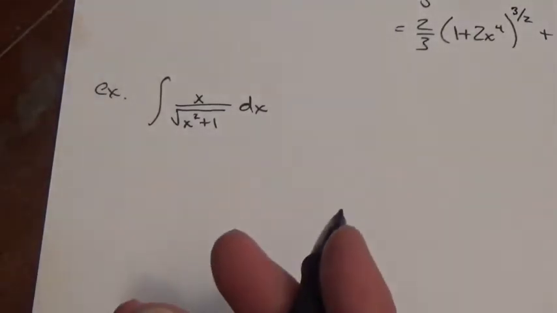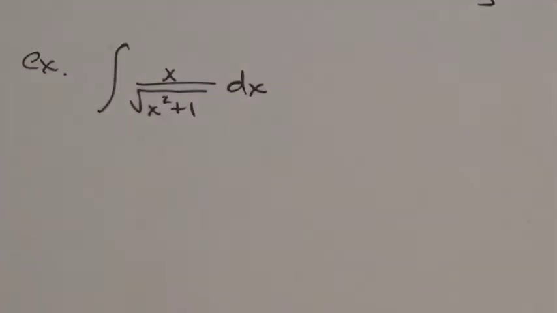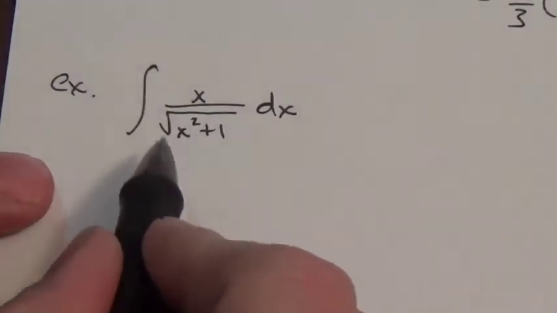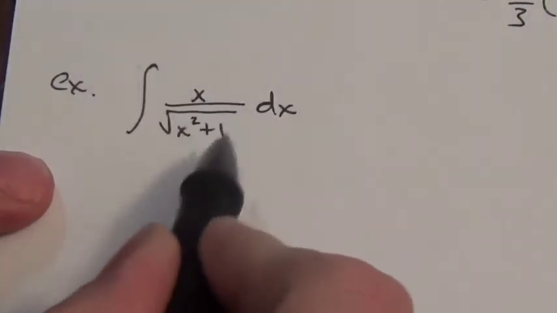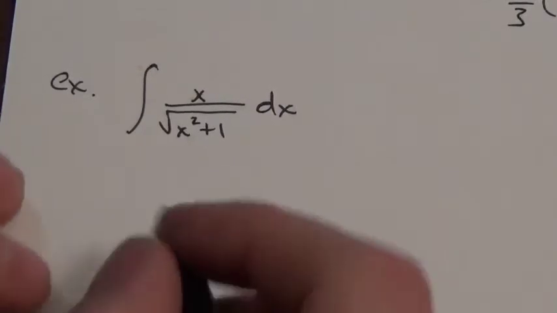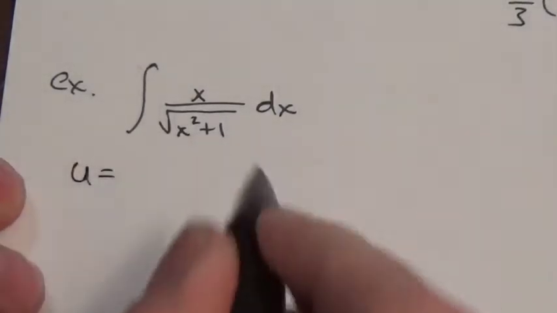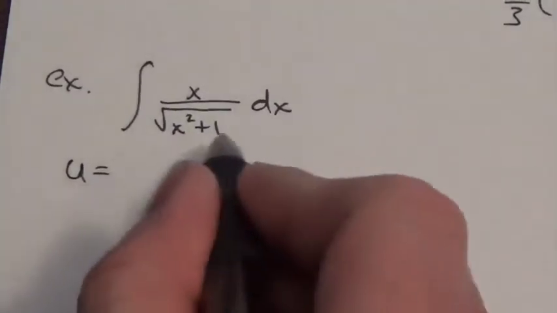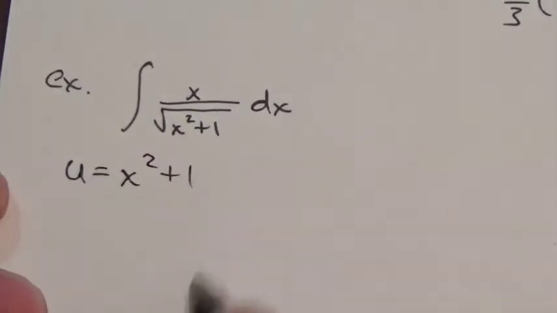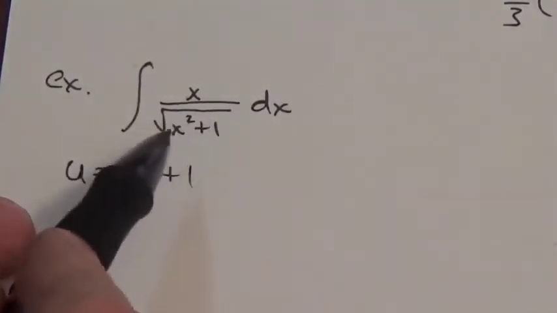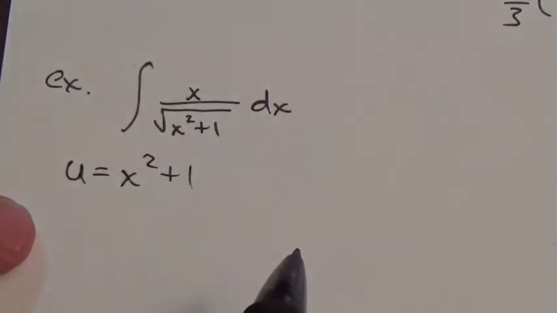Now, when I look at this, I should see some composition here. I should see some function composition, and that is the square root of x squared plus 1. That's my composition. So when I make my substitution, when I introduce the variable u, I'm going to let u be the interior function, and that's going to be the x squared plus 1. So when I rewrite this, I'm going to put a u down here under that square root.